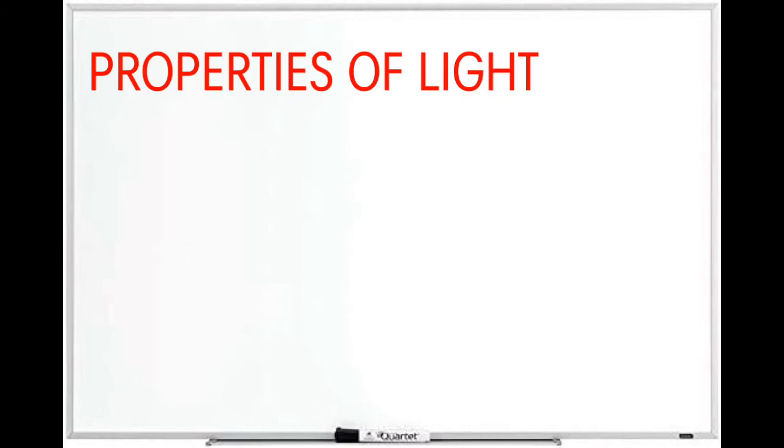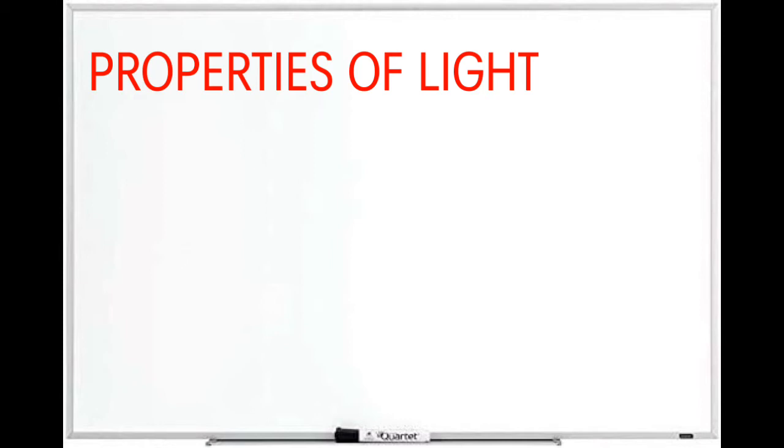So just tell me, when you enter a dark room, can you see the objects around? But after switching on the light, do you see the objects? Yes. So now let's come to the properties of light. Light has some special properties. So from here you have to write first.